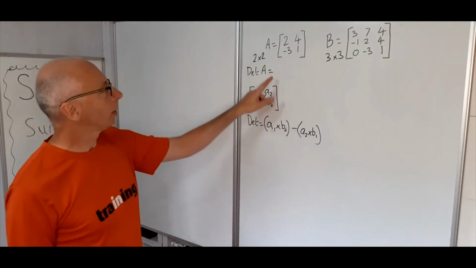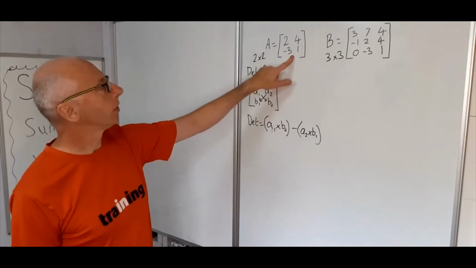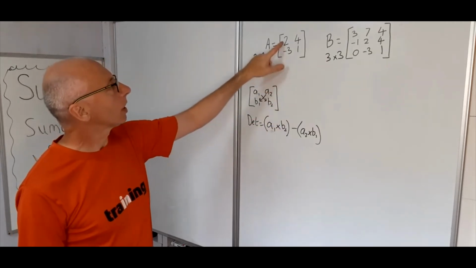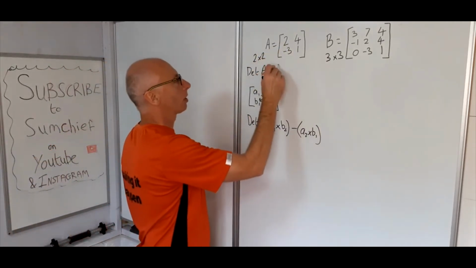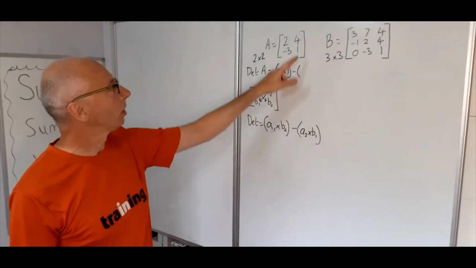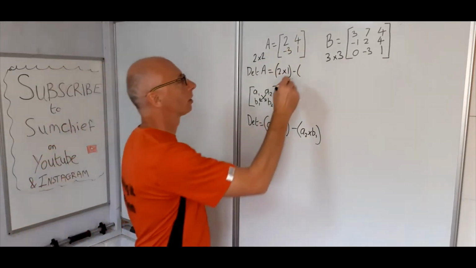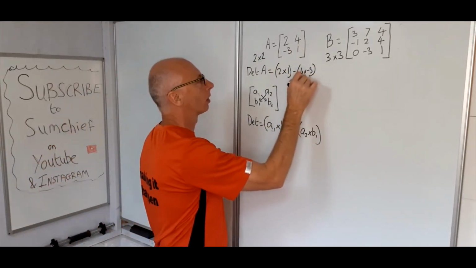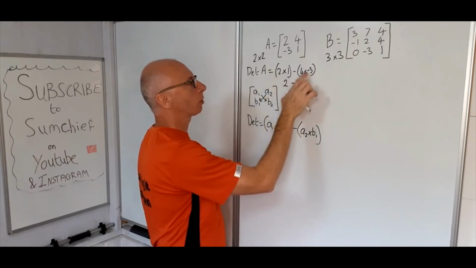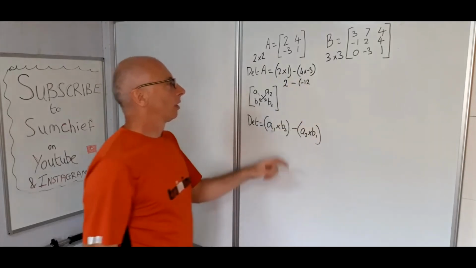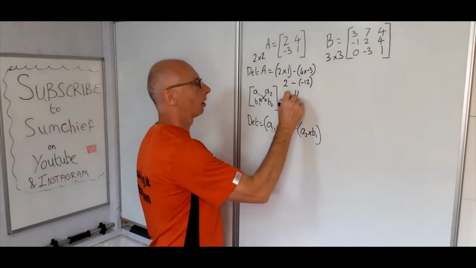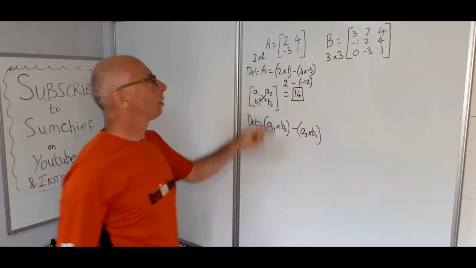Now what we're going to do is plug those values into this formula to find the determinant of this matrix. So A1 times B2, that's 2 times 1, minus A2 times B1, 4 times minus 3. Simplifying this up, it's 2 minus 4 times minus 3, which is minus 12. 2 minus minus 12 is 14. And there we have it. That's the determinant of this one.